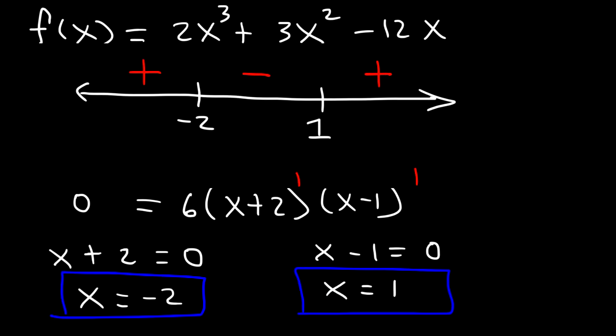And we can test it. So if we plug in a number between negative 2 and 1, like 0, we should get a negative result for the first derivative. 0 plus 2 is positive, 0 minus 1 is negative. A positive number times a negative number will give us a negative result. Now, let's confirm this one as well. Let's try negative 3. Negative 3 plus 2 is negative 1, and negative 3 minus 1 is negative 4. Two negative numbers multiplied together will give us a positive result.